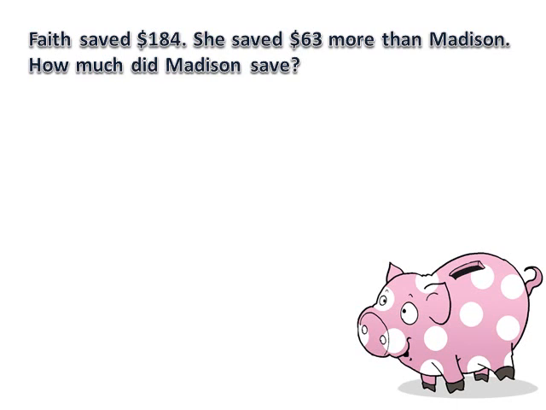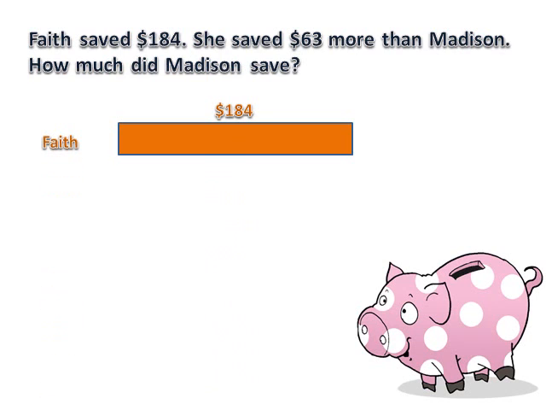Okay, so let's try to determine the important information here. The first one would be Faith saved $184. Okay, so let this yellow box represent the money that Faith saved. Okay, let's label this. So we have Faith's name in here, and then on top $184. And then we know that Madison also saved some money. However, we don't know how much. So let's label the red box with Madison's name. It is smaller because we know that Faith saved more. Isn't that right? So the red one should be smaller than the yellow one.